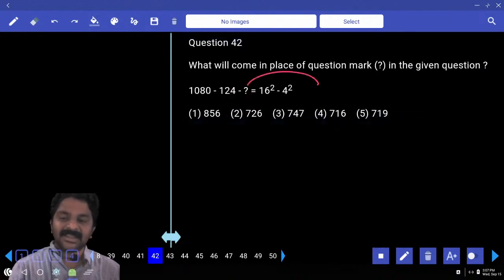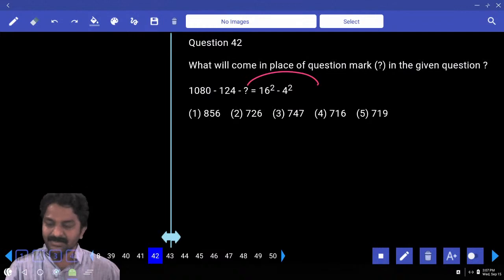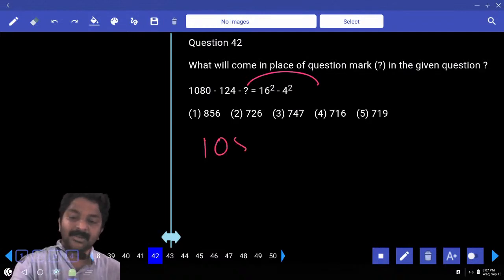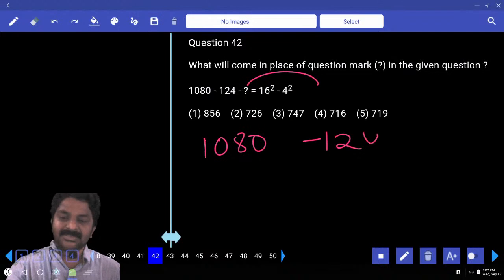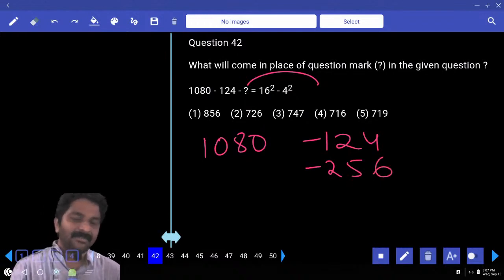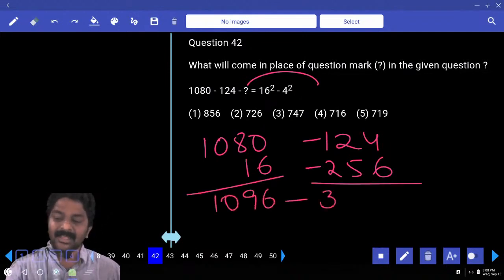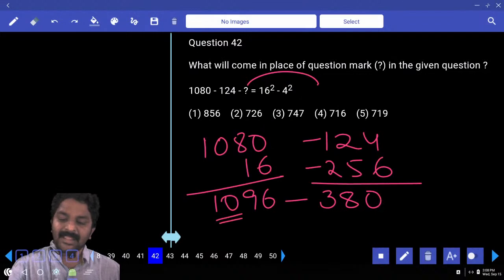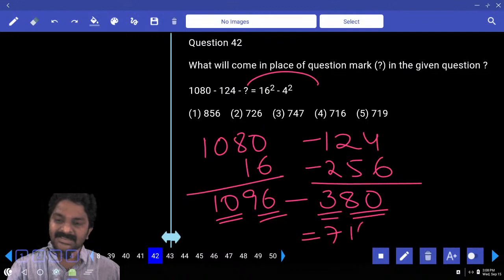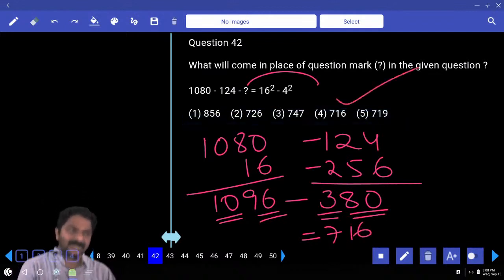Minus x goes to right hand side and right hand side number will come to left hand side. Is that okay? Now let's verify the last digit. No, 3 options end with 6. So we have to calculate this. Come on. 1080. Negative numbers minus 124. Right hand side 16 square will come to left hand side. Becomes minus 256. Right hand side 4 square will come to left hand side and becomes plus 16. So positive 380. 10 minus 3, 7. 96 minus 80, 16. 716, fourth option answer.